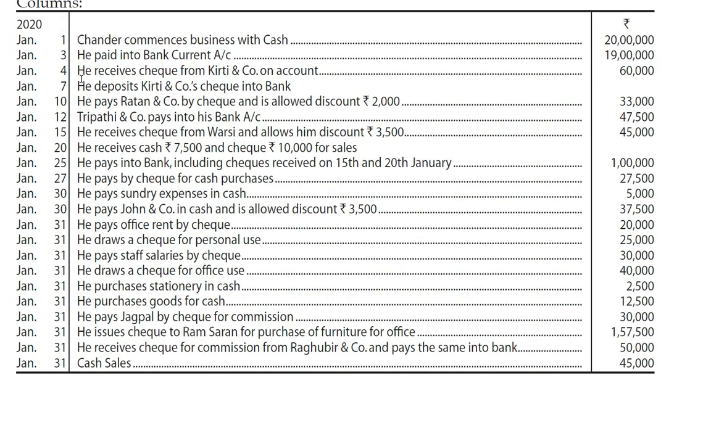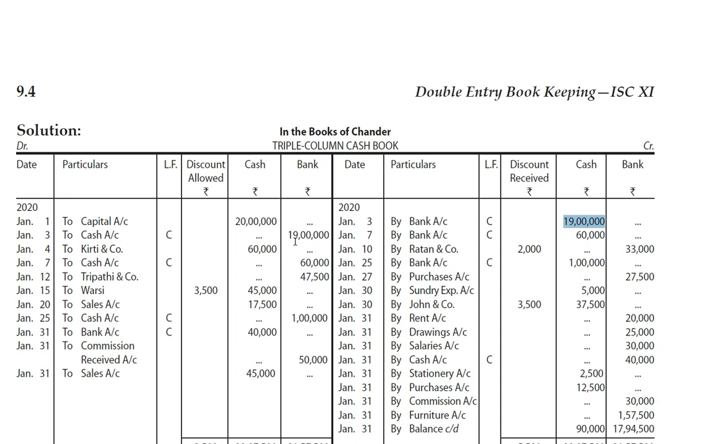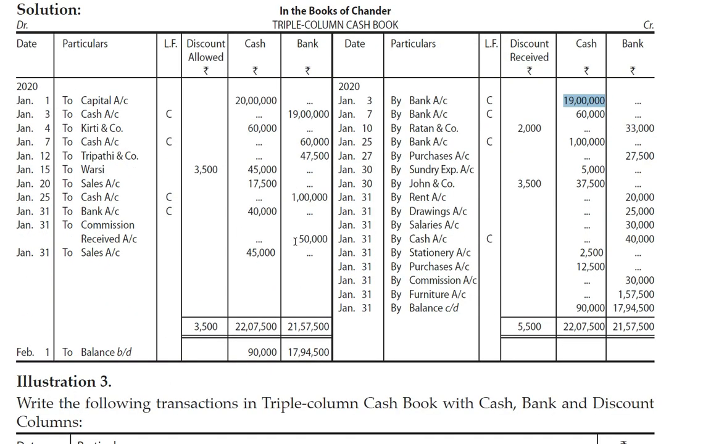What is the next transaction? He receives a check from Kriti and Co on account rupees 60,000, received a check. So whenever any business organization receives a check, initially the check you have to put in the cash column. If it is not told in the question paper that the check is immediately banked or immediately sent to bank, then I will deposit to the bank column. But if there is some untold story that just received a check, then please put in the cash column.